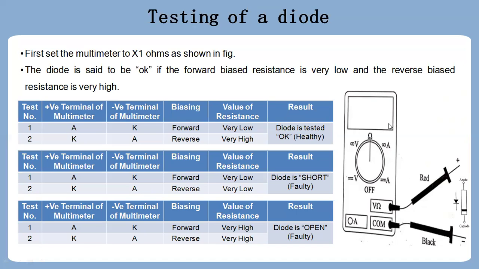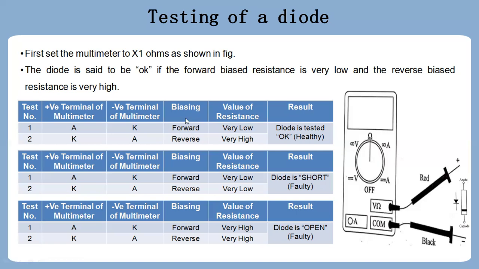Now, the second step is we are connecting the positive terminal of the multimeter to the positive terminal of the diode, and the common terminal or the negative terminal of the multimeter with the cathode of our diode. So this type of connection is called forward bias.